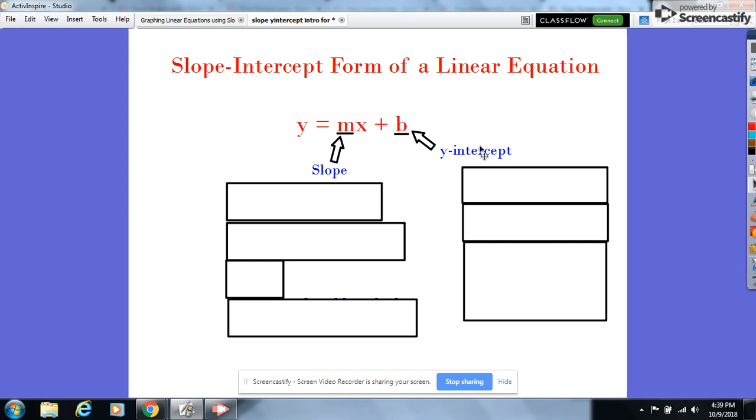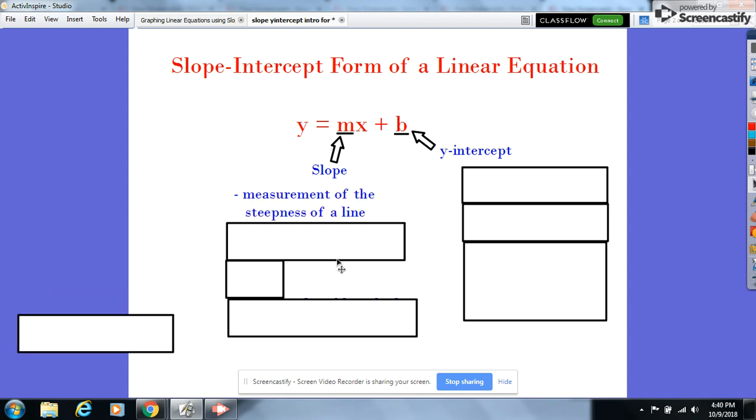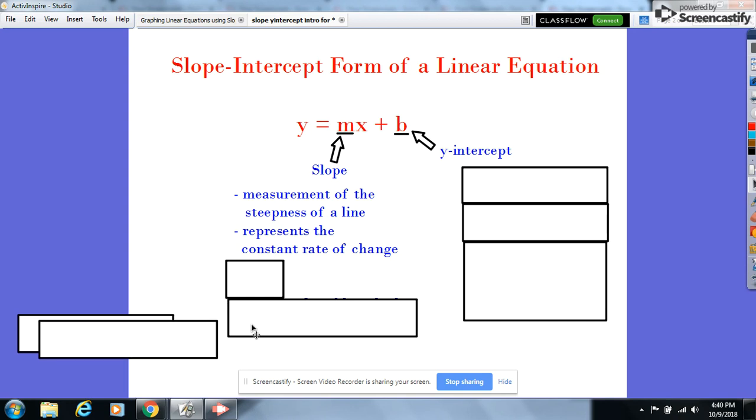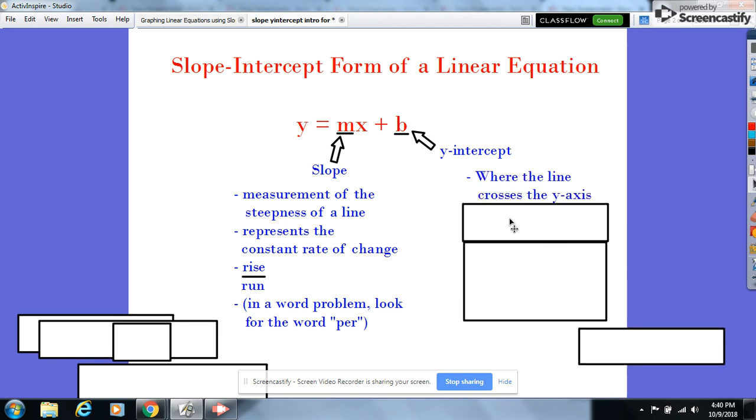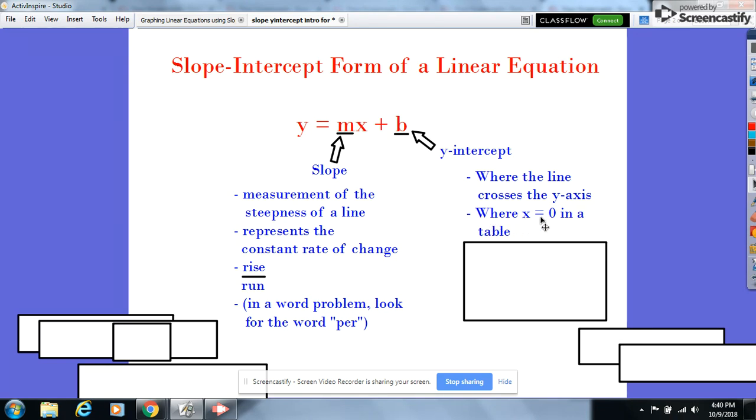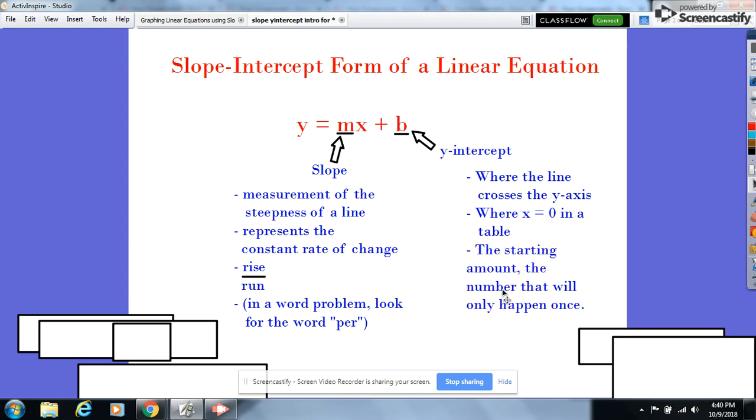Here's a few things to remember about each of these terms. Slope is actually measuring the steepness of a line. It represents the constant rate of change. It is written as rise over run, and in a word problem, you can usually identify the slope by looking for the word per. Now, for y-intercept, the y-intercept is where the line crosses the y-axis. It's also where in a table you look for the x value of 0, and it's the starting amount or the number that's only going to happen once.